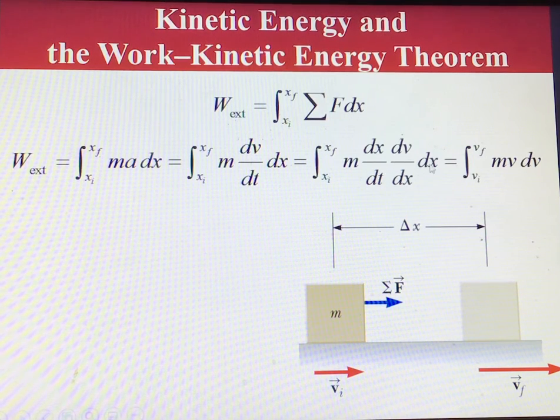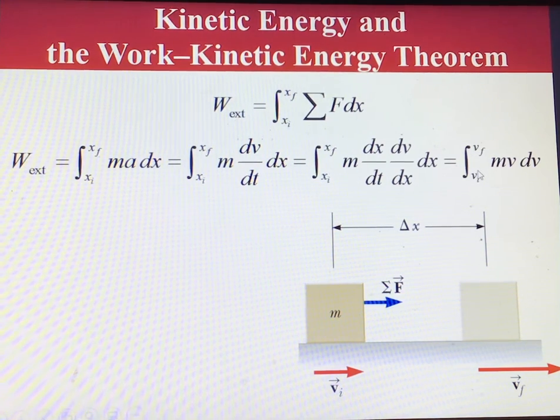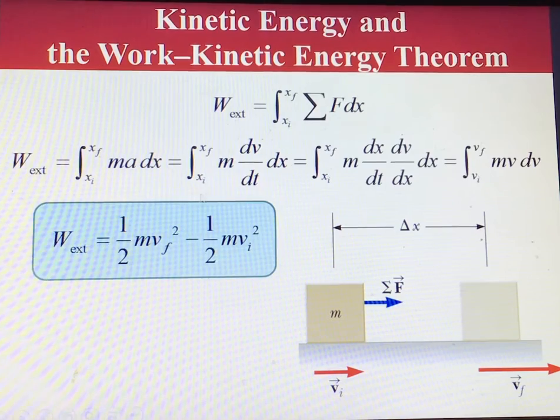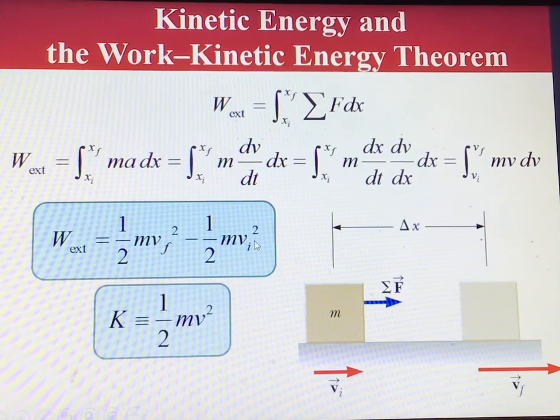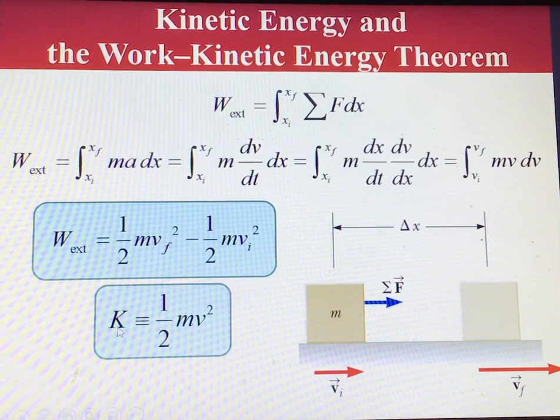And so this dx is going to cancel with this dx. dx by dt is equal to v. And so you end up with this equation right here. So the key point here is that the work can also be written in this form. It's just 1/2 times the mass times the v final square minus 1/2 times the mass times the v initial square. So at this point, we're going to introduce a quantity called the K value.